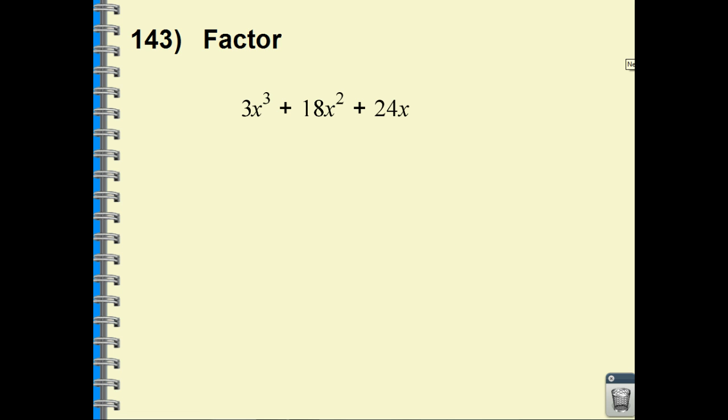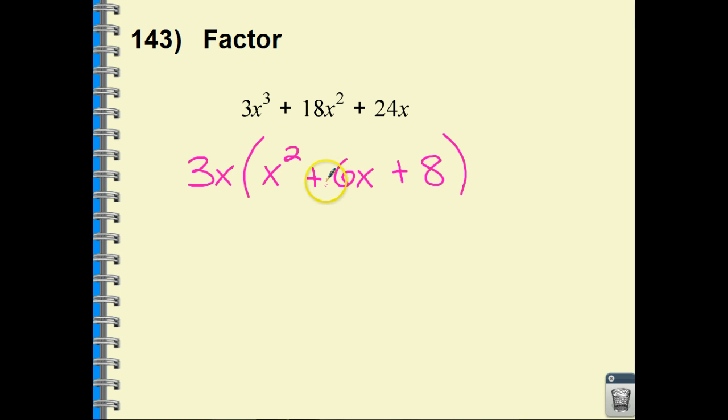Number 143 is the same idea. Let's factor out all common x's and all common factors. And it looks like I could take a 3, and how many x's can I take out? Well, they all share only 1 for sure, so we can only take out 1x. So common factor of 3, 18, and 24 would be a 3, and only 1x is possible to take out. That's the highest amount that they all have. And now what's going to go back inside? Well, 3x times x squared gets me 3x cubed. 3x times positive 6x gets me 18x squared, and positive 8 will get me my positive 24x.